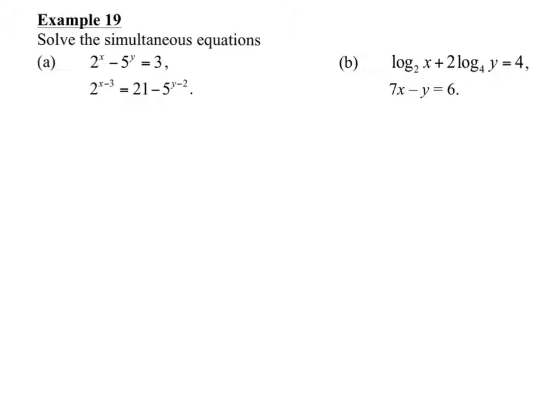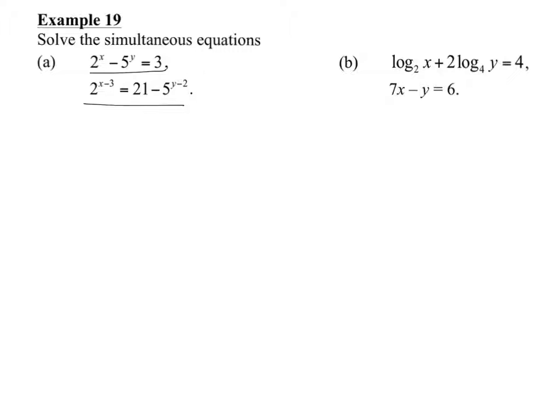Okay, now we are dealing with simultaneous equations. We shall look at question part A first. If you look at question part A, we have two indices equations. The first one is 2^x minus 5^y equals 3, which is one indices equation. The other one is also an indices equation. All right.